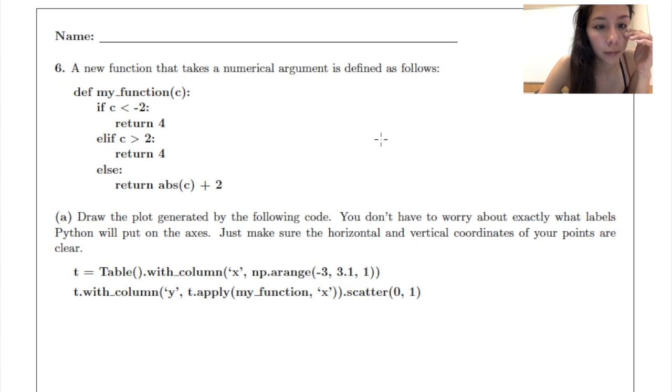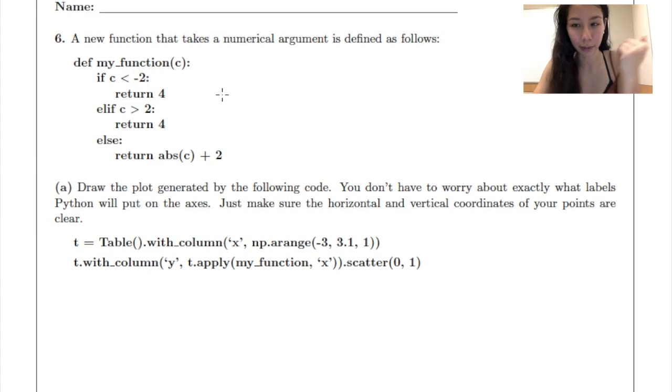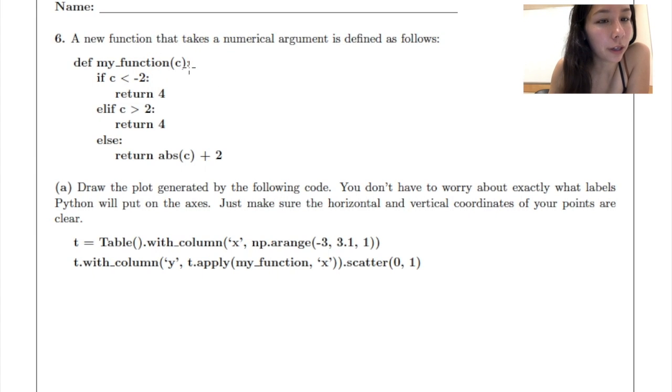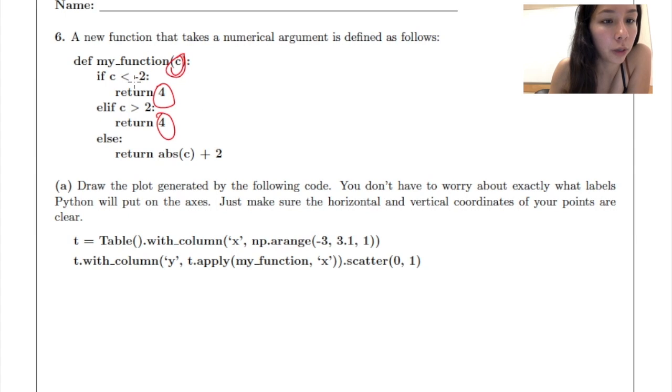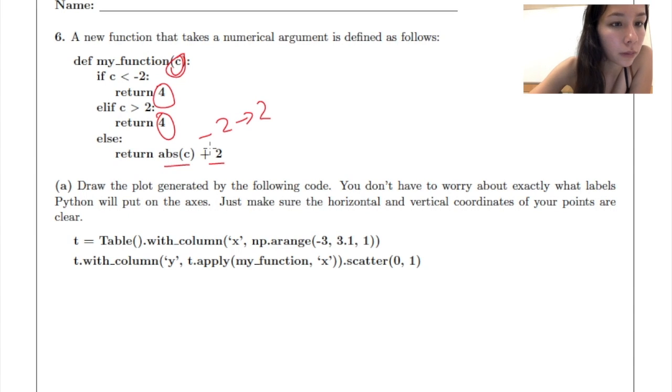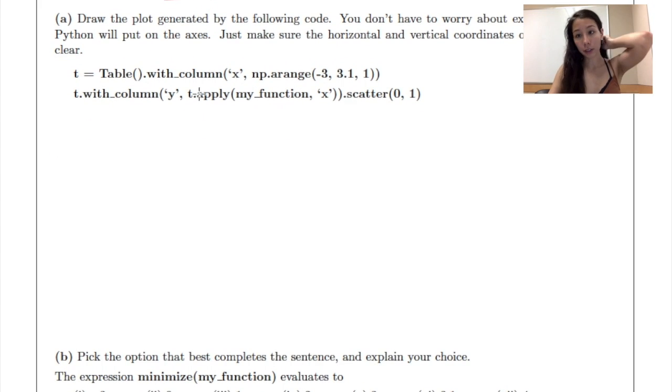Alright, this question is a little bit tedious because you have to draw a graph, but let's just jump into it. A new function that takes a numerical argument is defined as follows. This function takes in an argument c. If c is less than -2, it returns 4. If it's greater than 2, it returns 4. And else, so basically if it's in between -2 and 2, we're going to return abs of c plus 2. Alright, so we want to draw the plot generated by the following code. Just ignore the labels on the axes.